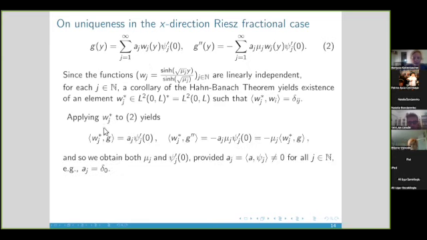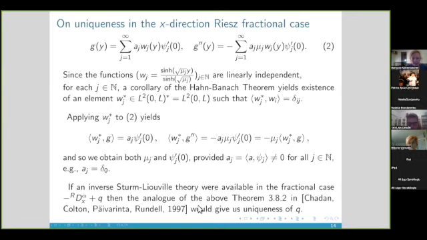This is done by applying the basis to this function of y and applying the basis to this function of y. Again, we get the flux of the unknown eigenfunction, and also the eigenvalue, and we get this for every j. So again, we get a sequence of eigenvalues and also boundary values. So if inverse Sturm-Liouville theory would be available for this fractional differential operator here, then we would end up really with a uniqueness result.